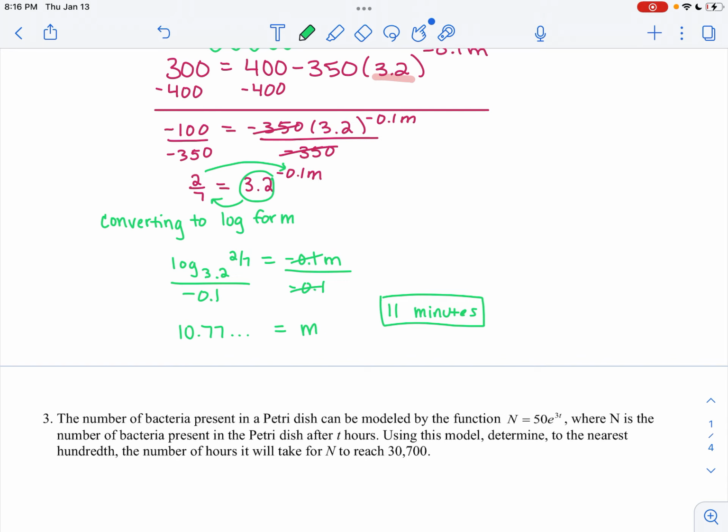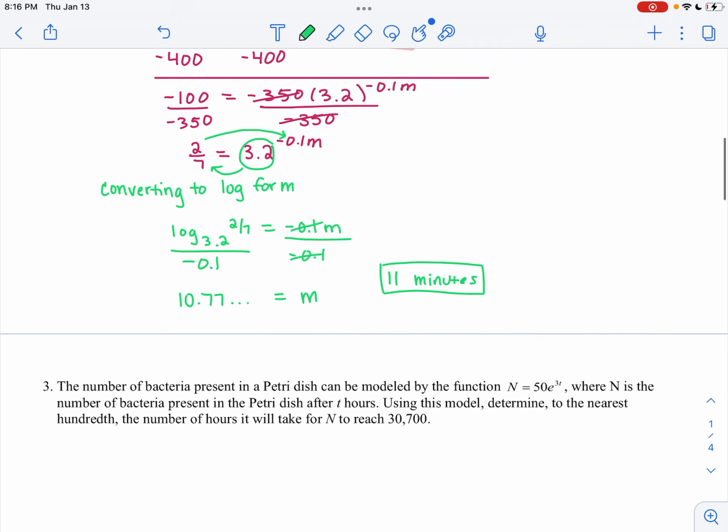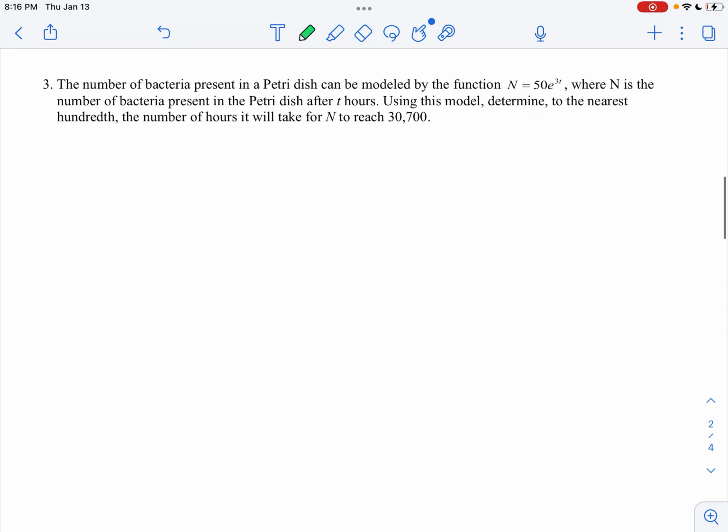Okay, then one more question, number 3. So again, I'd like you to just pause the video, read through it, maybe see if you can set up the first step, and then we'll start going over it together. Or if you want to try the whole thing, pause the video, try the whole thing, unpause, and we'll go over it.